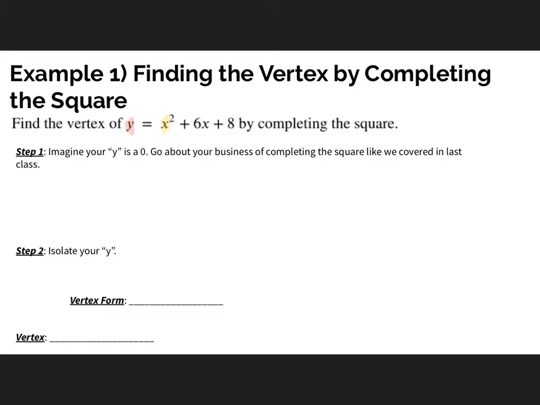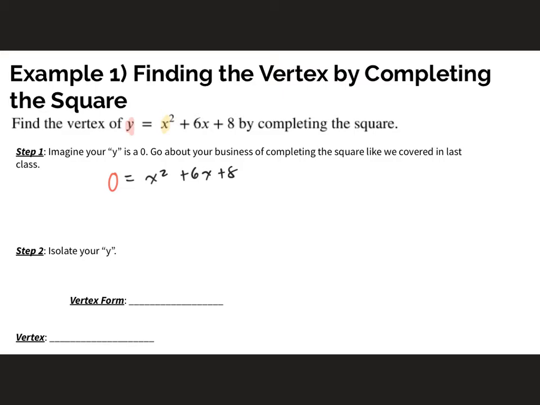But in order to solve quadratic functions, right, we want to kind of convert them into an equation that we know how to solve. So the first thing that we're going to do is just imagine that our y is a 0. So instead of writing this y when we're rewriting this equation, I'm going to write it as a 0, and then just keep everything else the same. Right? And then what we want to do is just go about our business of completing the square like we covered in last class, right?